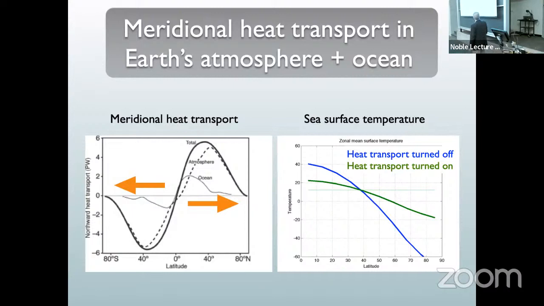degrees Celsius in the tropics, so pretty hot, and this is a nearly average.